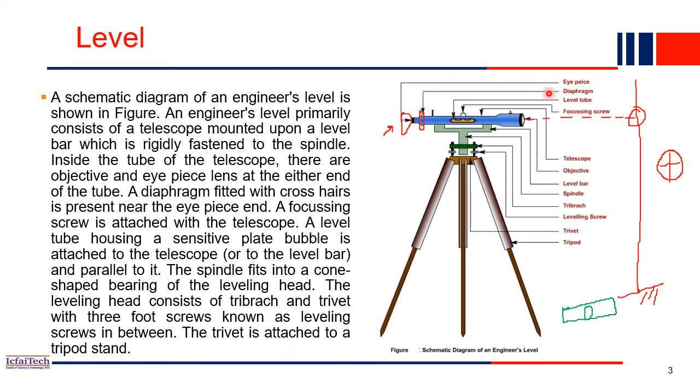So this one is the level tube, right? Then you have this one, the focusing screw, right? And then you have this, the main telescope, where you look into it and you will see the object.